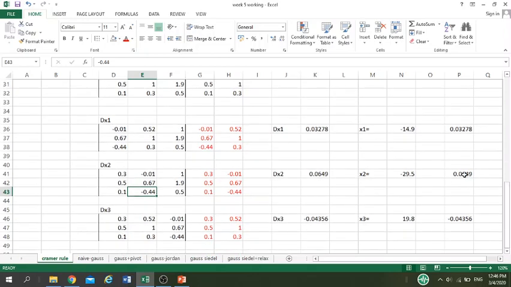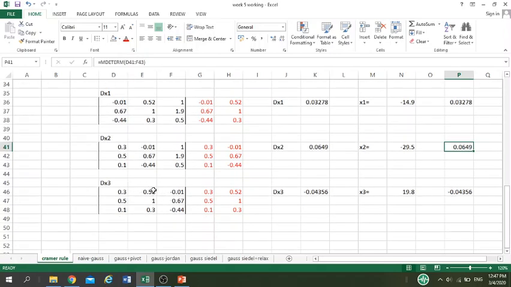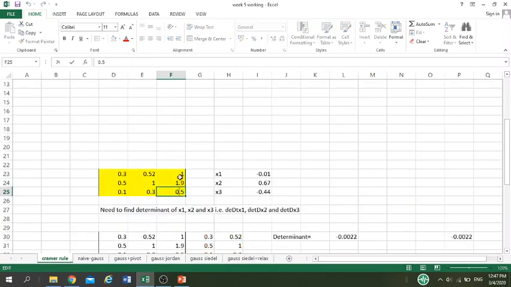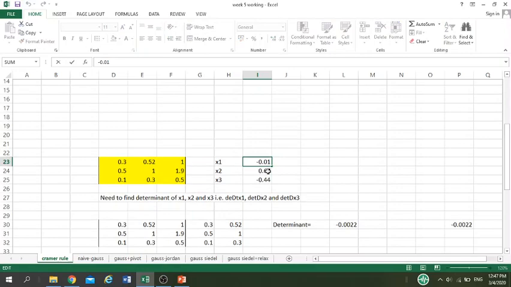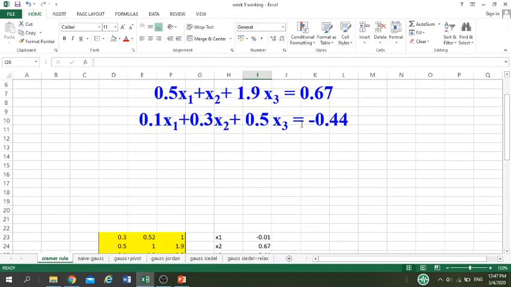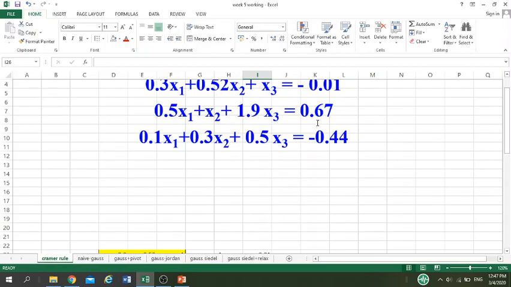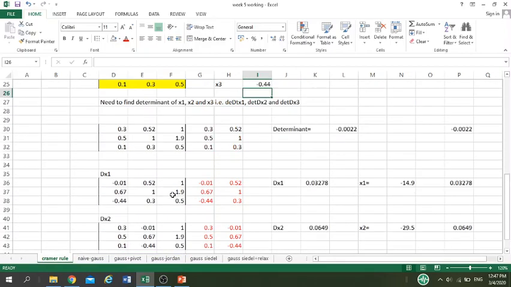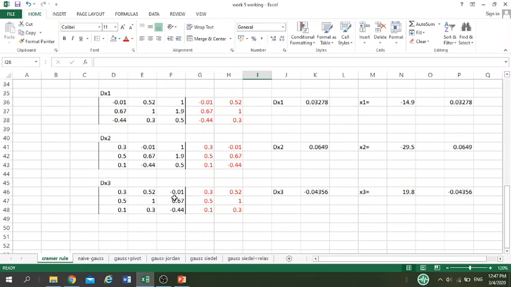You can also verify your answer. If we do this manually, we get 0.0649, and we can verify using the MDETERM Excel function. Same thing here for x3. I have substituted the original values in the third column with the values of the answer, 0, minus 0.01, 0.67, and minus 0.044 in my third column. Then we repeat the same procedure, which gives us the determinant of x3.